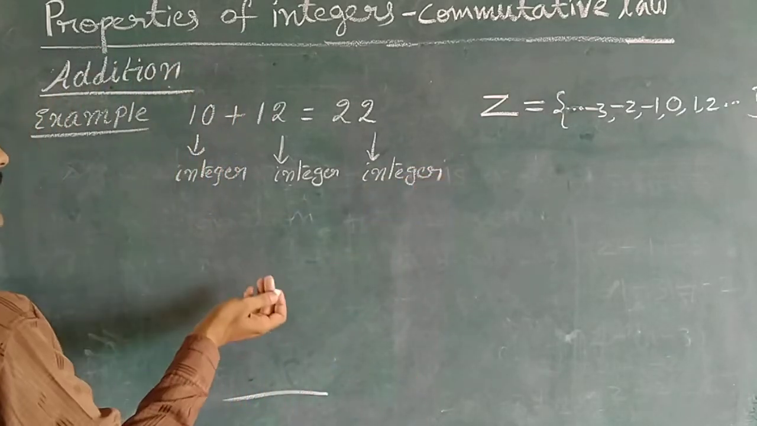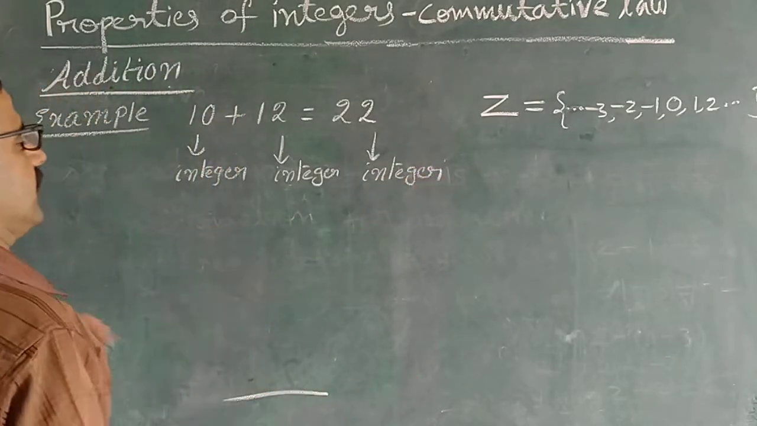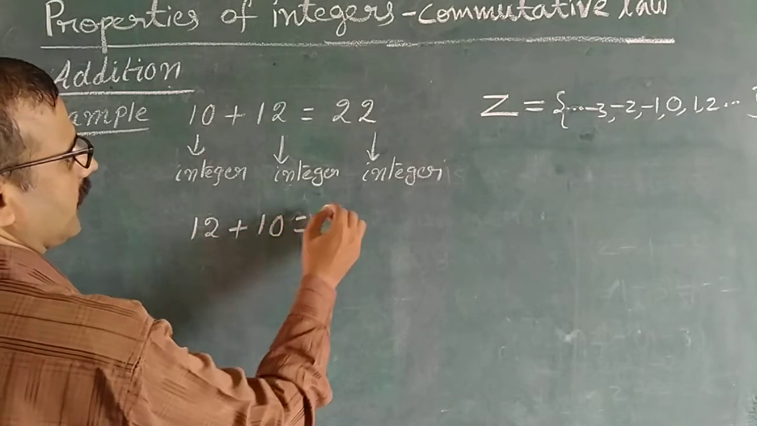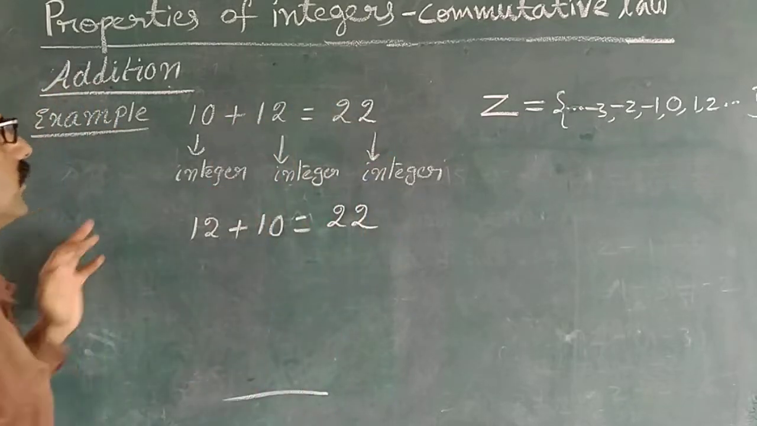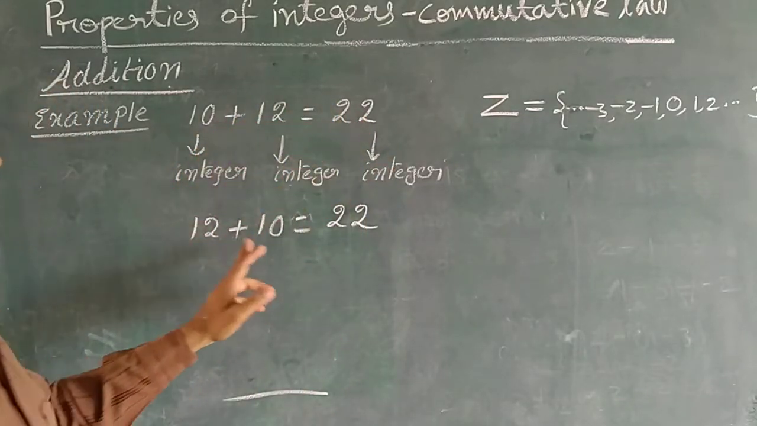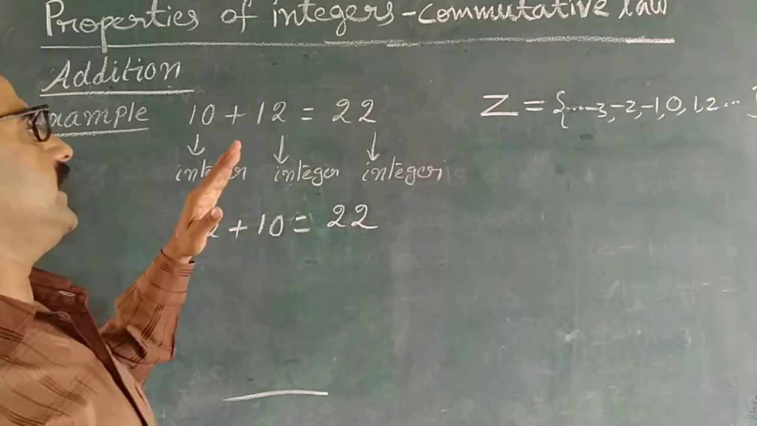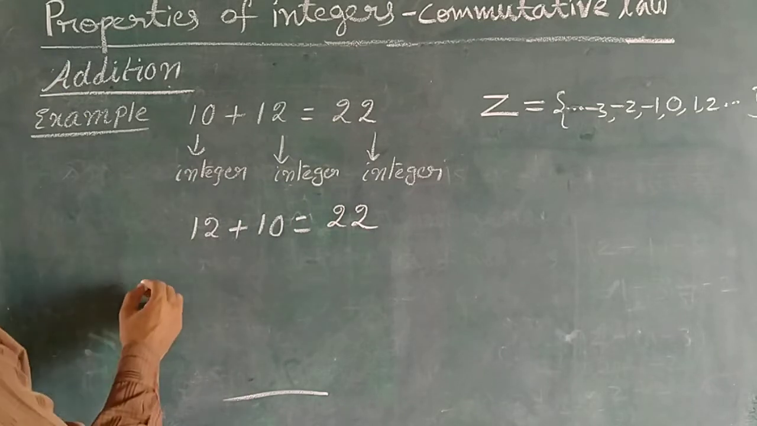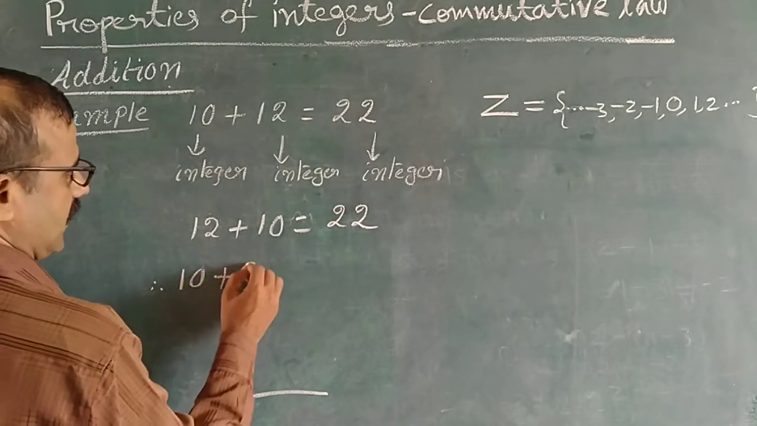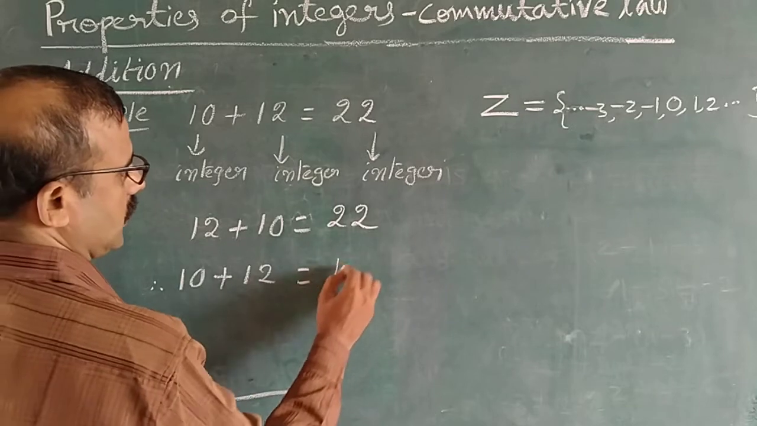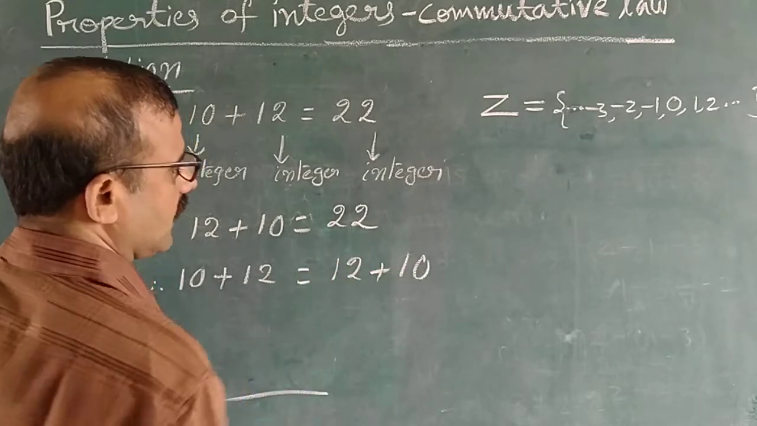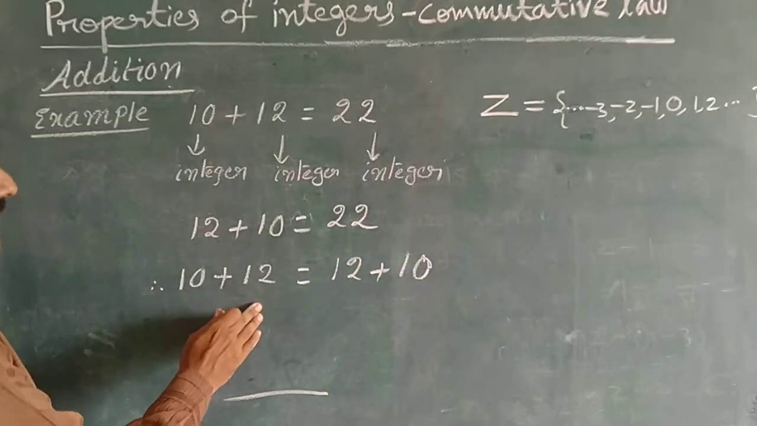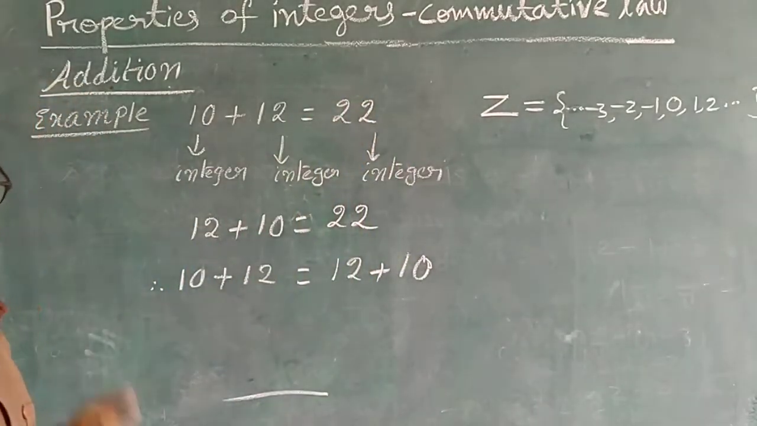Next, we have to take the reverse order. So 12 plus 10 equals 22 only. 10 plus 12 equals 22, and 12 plus 10 is also 22. Irrespective of the order, the result is the same. Therefore, 10 plus 12 equals 12 plus 10. When we add any two integers, the result is also an integer. One more example.